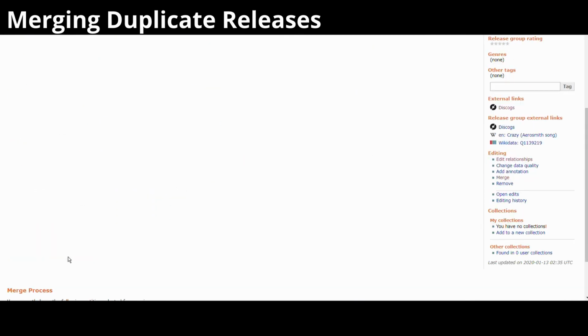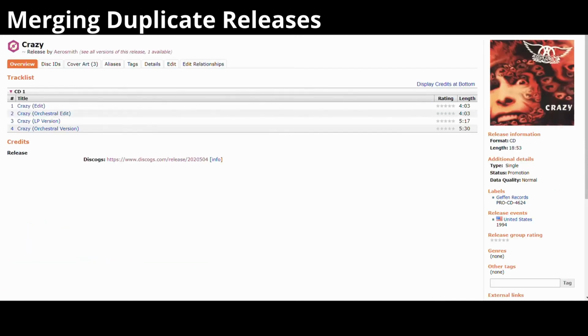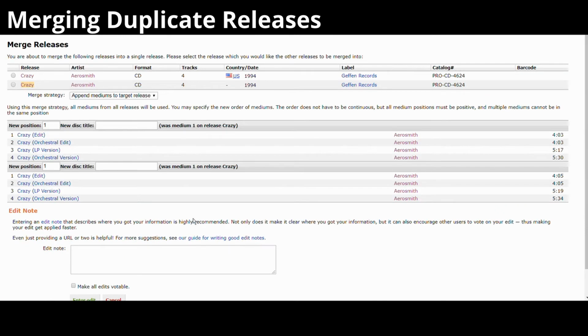Scroll down and click on the merge link in the sidebar. You'll find that at the bottom of the page, you'll be able to keep track of the releases you want to merge. Now, navigate to the other release and click the same link. You will be brought to a page to merge your releases. If you have more releases to add to your list, you can continue to add them by navigating to the pages and clicking the same link.